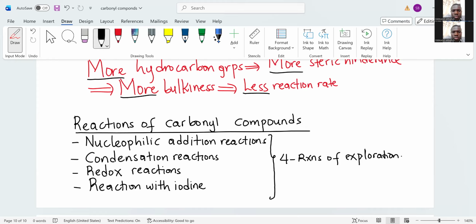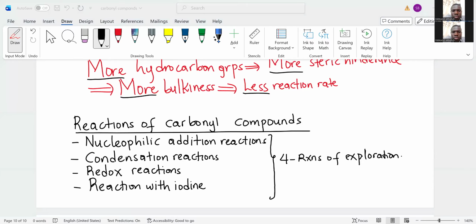I'm not saying that these are the only reactions which can be undergone by carbonyl compounds. For those of you who read a lot of books, you find other reactions such as carbamazine, glycine, aldol, among others. But these are the ones on the grid: nucleophilic addition reactions, condensation reactions, redox reactions, and reaction with iodine. Those are 4. However, I've said that there are others.